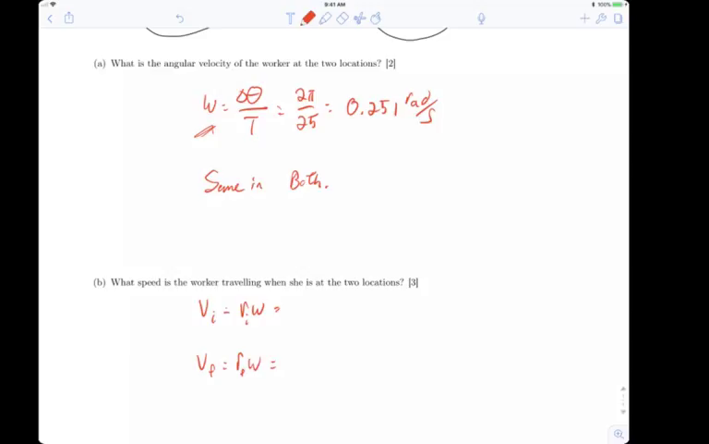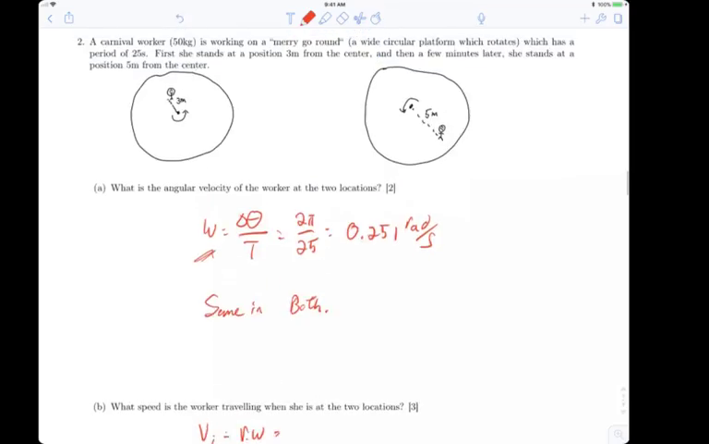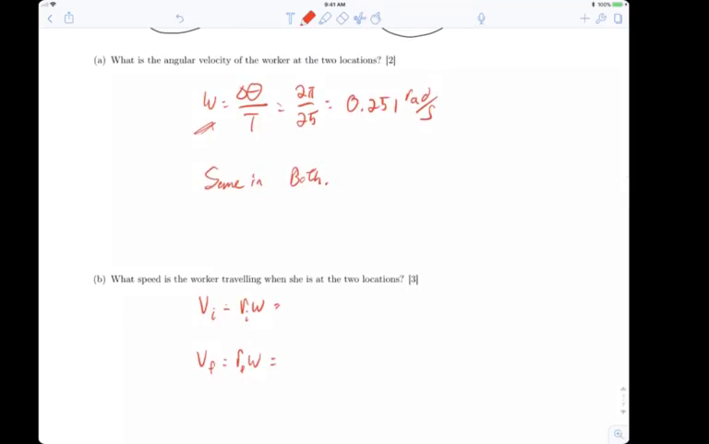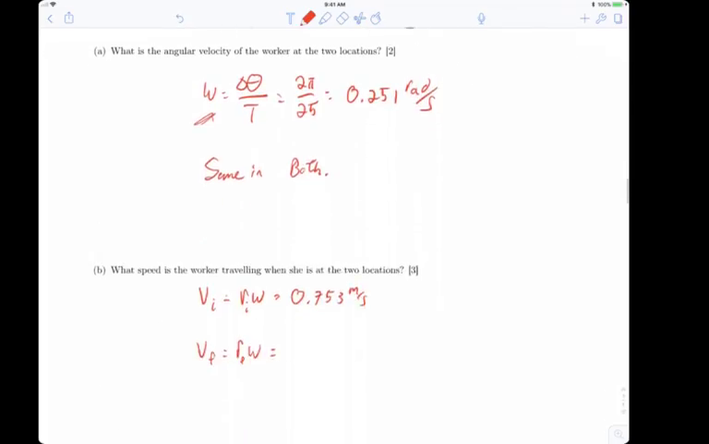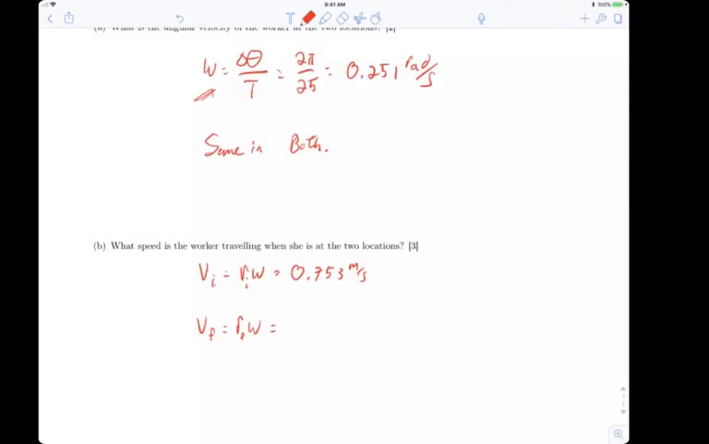Okay, hold on. There's some other questions. I'm going to finish this question, then I'll answer the other ones. Alright, so the first radius is 3 meters, so it's going to be 3 times 0.251, so it's 0.753 meters per second. And the second radius is 5, so it's going to be 5 times 0.251, which is 1.255 meters per second. Okay, so those are the speeds.